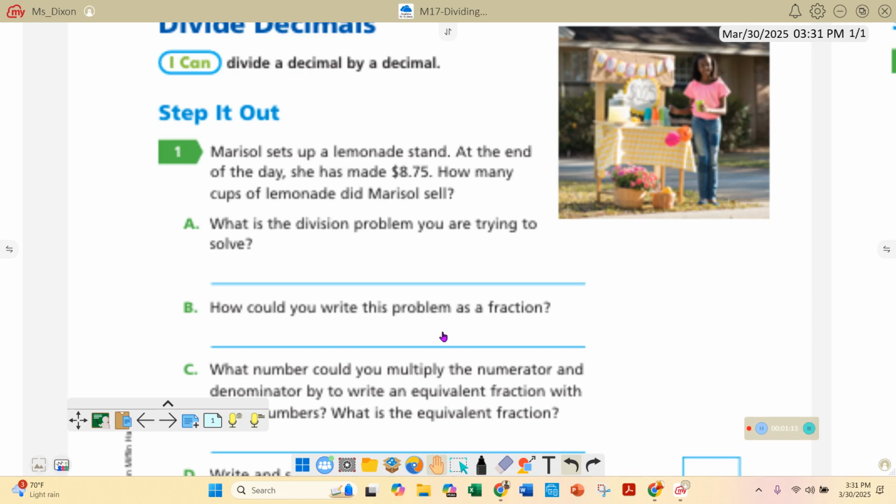Let's look at our first problem. Marisol sets up a lemonade stand. At the end of the day, she has made $8.75. How many cups of lemonade did Marisol sell?